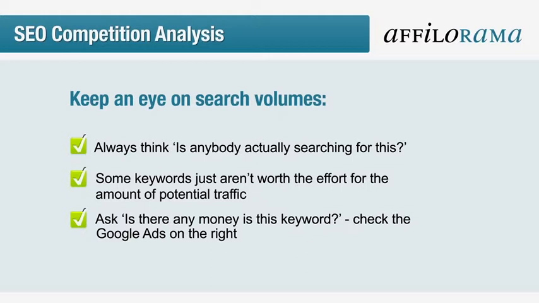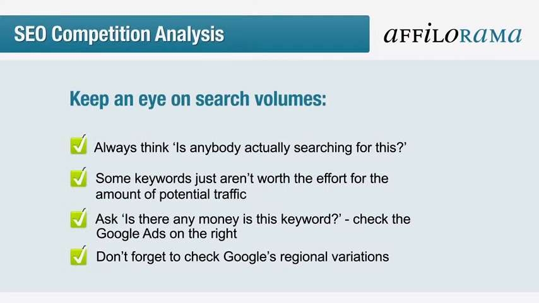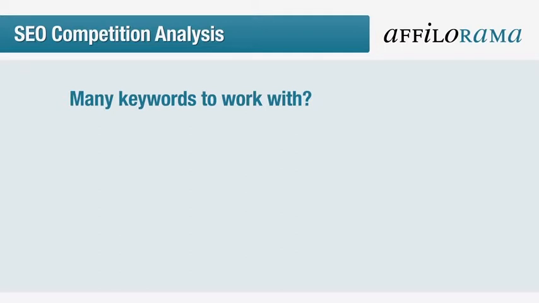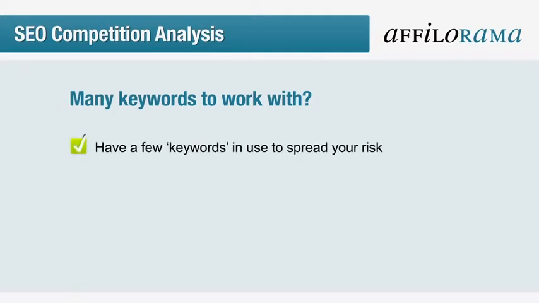A good indicator is whether there are any Google ads on the right of the search engine results. If people are paying to get traffic to these sites, then there must be some money to be made. When checking this, be sure to account for Google's regional variations. If you're searching from outside of the United States or Canada, you might not see as many ads as you should. When you build an affiliate site for SEO, you shouldn't focus on one keyword, but instead have a few.